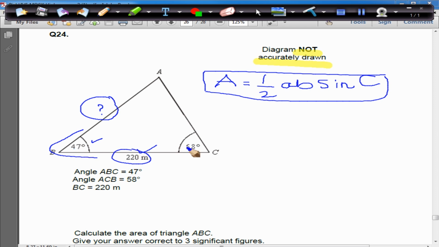So we've got 47 and 58. Let's work out this missing angle over here first of all. That should help us. So 40 add 50 is 90. 90 add another 15 is 105. So we have 105 altogether, these two. 180 minus 105 is 75, so this missing angle here is 75 degrees.